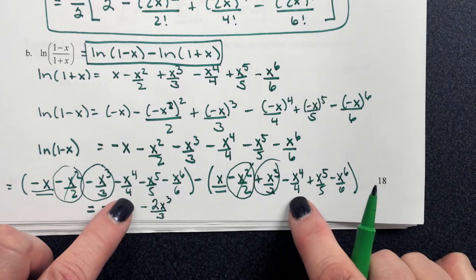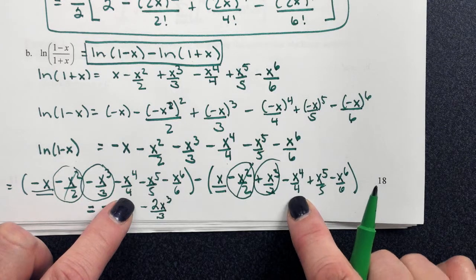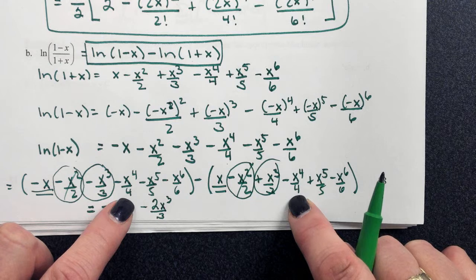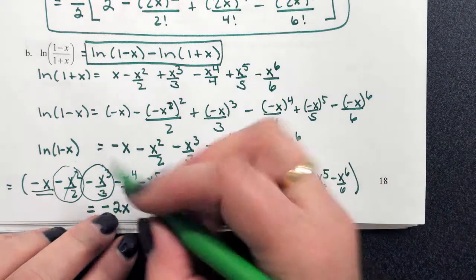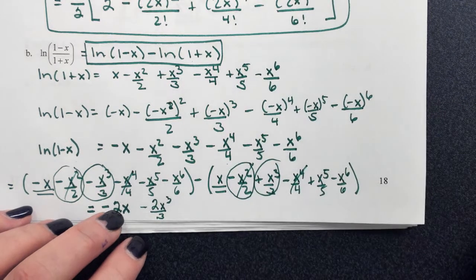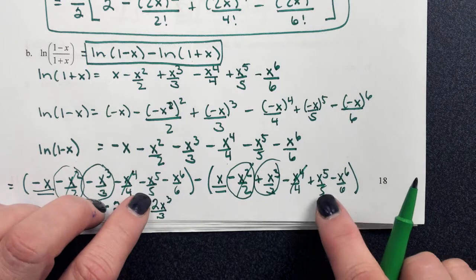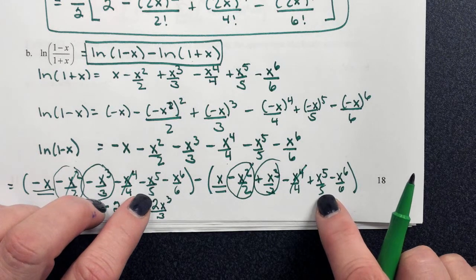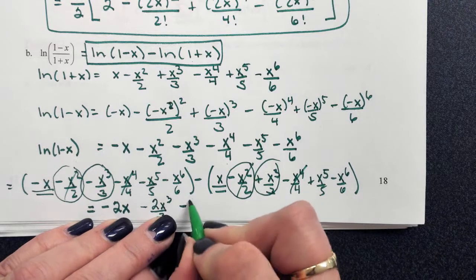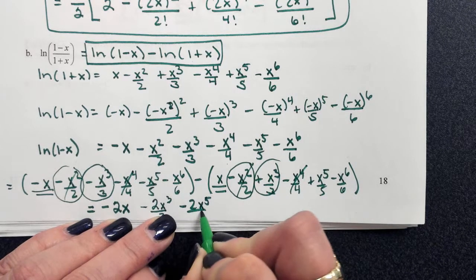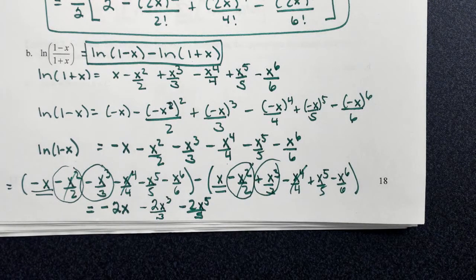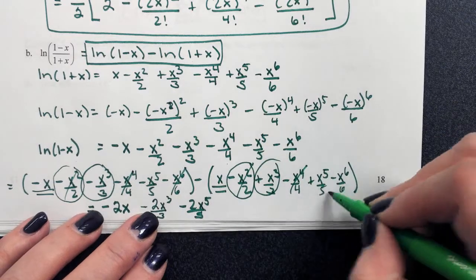And what happens with your minus x to the fourth over 4 minus a negative x to the fourth over 4? What's going to happen with those? Those are also going to do what? Cancel out. So I have a negative x to the 5th over 5 minus x to the 5th over 5, which is a negative 2x to the 5th over 5. The negative x to the 6th over 6 minus negative x to the 6th over 6, that's going to cancel.